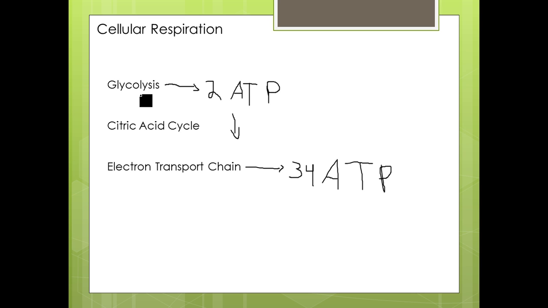Glycolysis and the citric acid cycle both produce 2 ATP, so in all that's 4. And the electron transport chain produces 34 ATP, so in all everything produces 38 ATP just from one glucose.